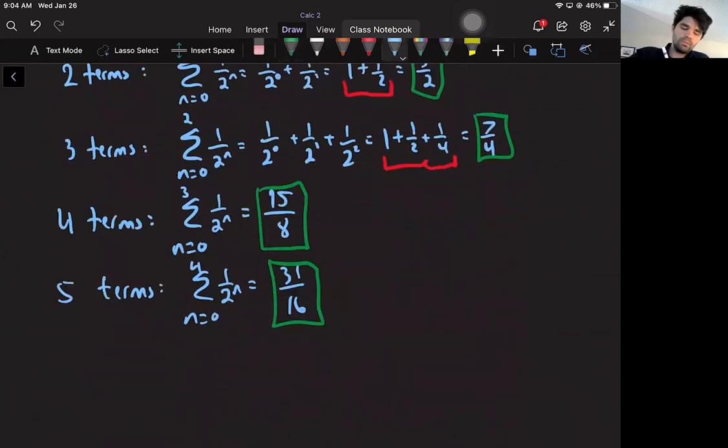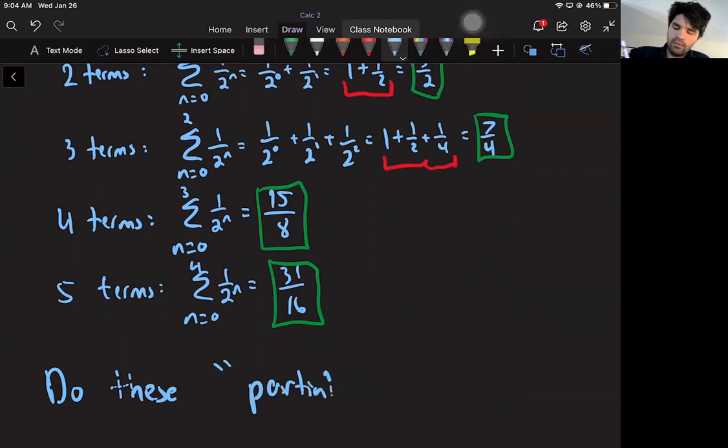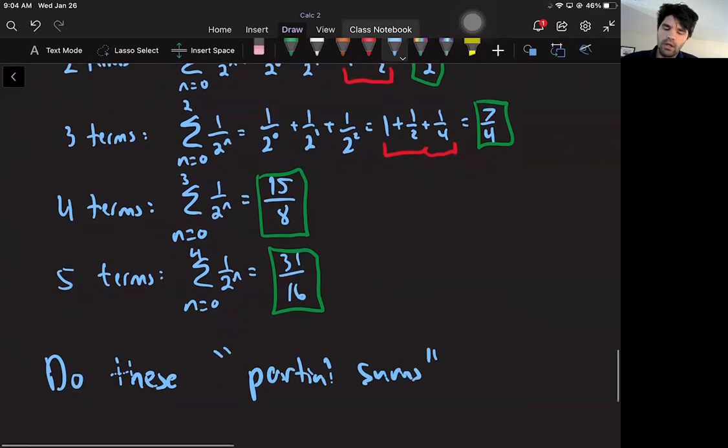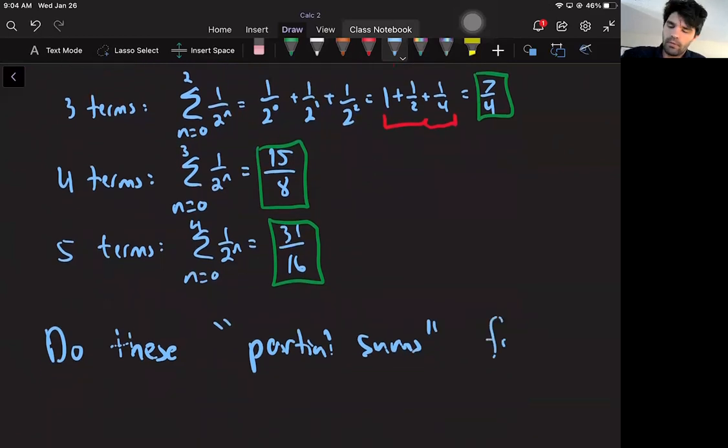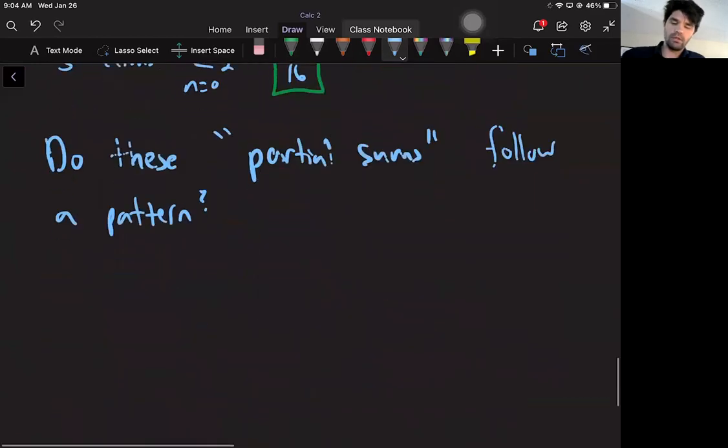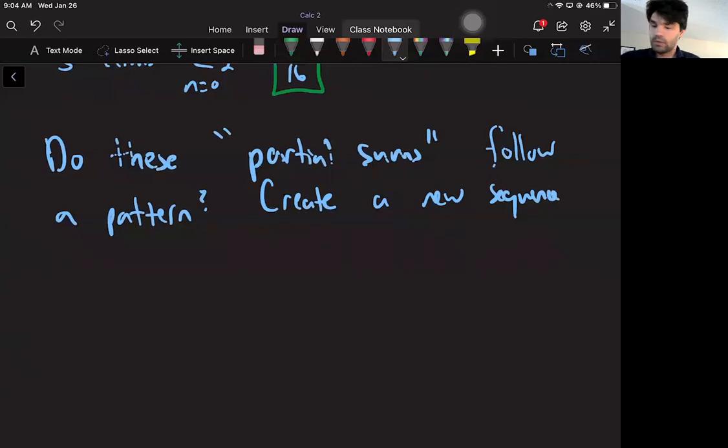So do these, I'm going to call them what they are. They're called partial sums because they're not the infinite sums. Do these partial sums follow a pattern? Meaning, are they themselves another nice sequence? So what we're going to do is create a new sequence, using these partial sums.